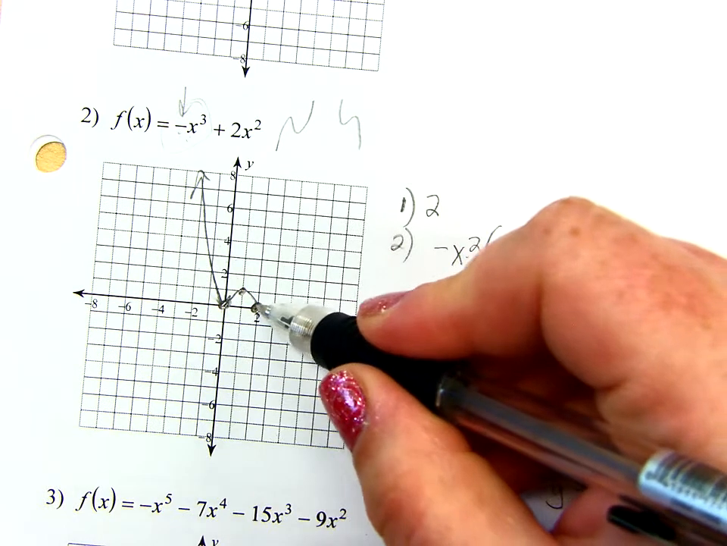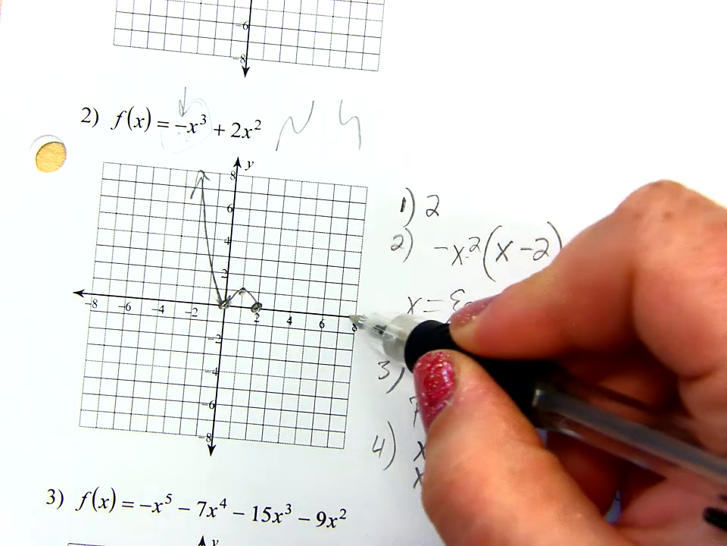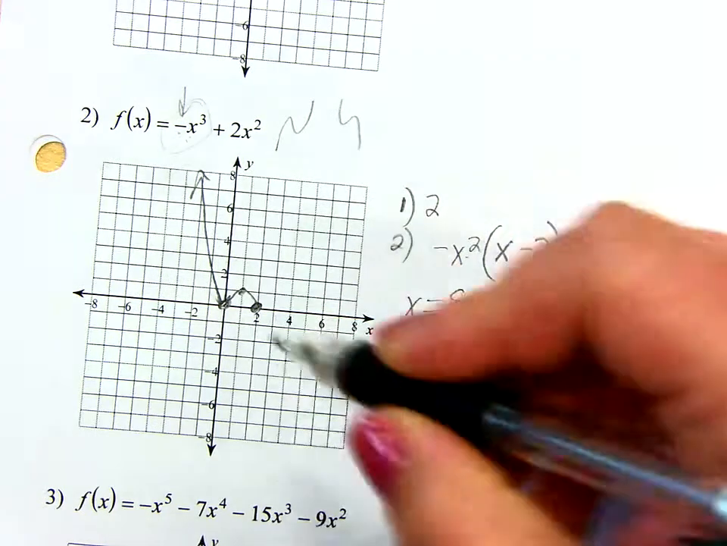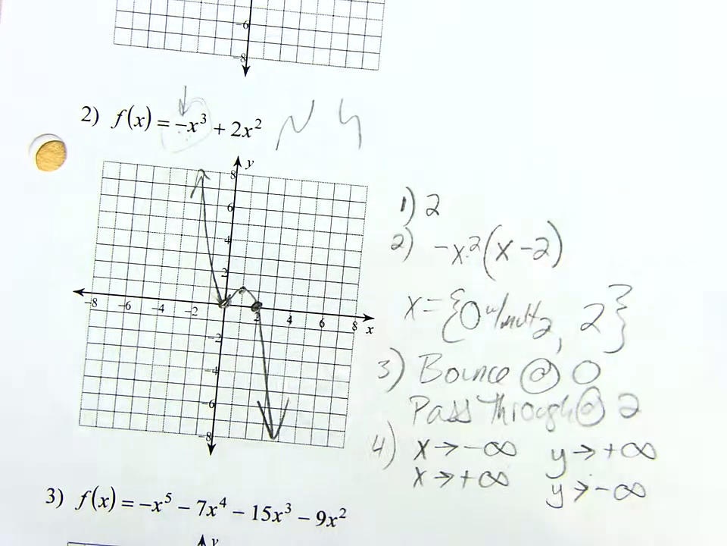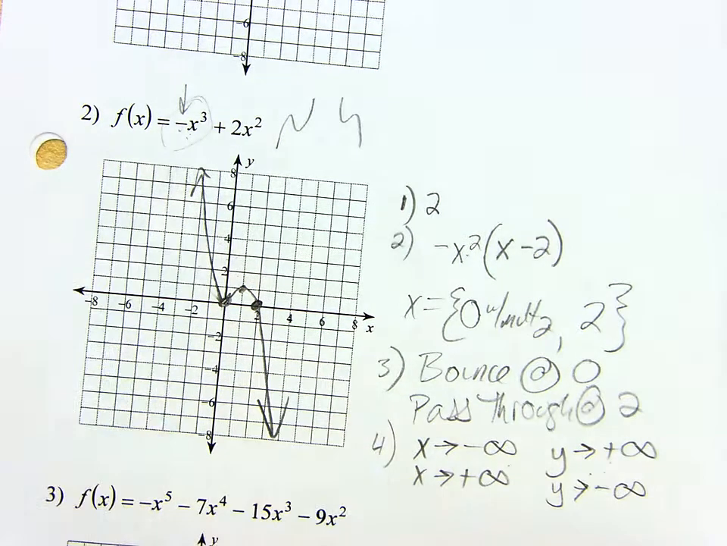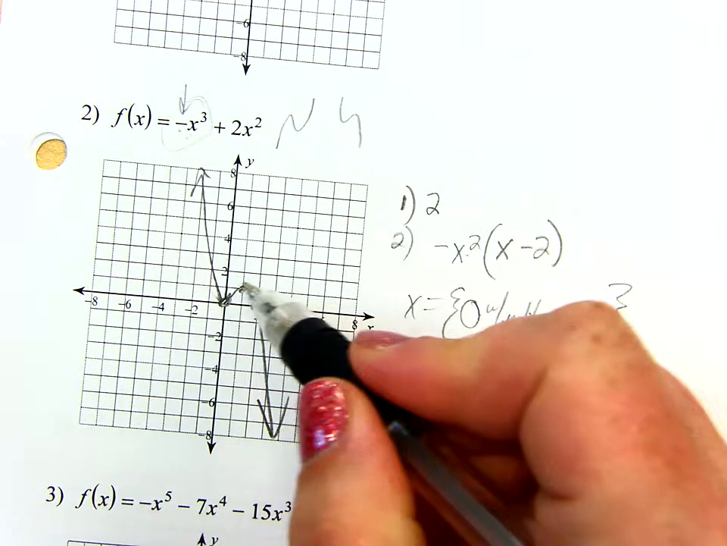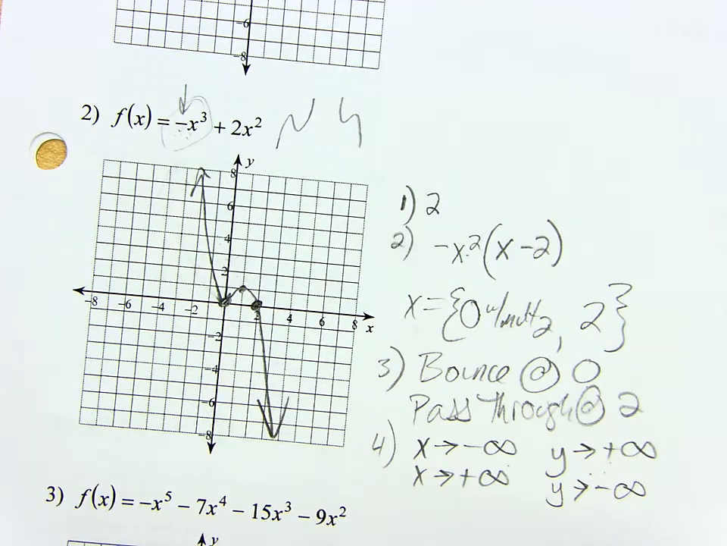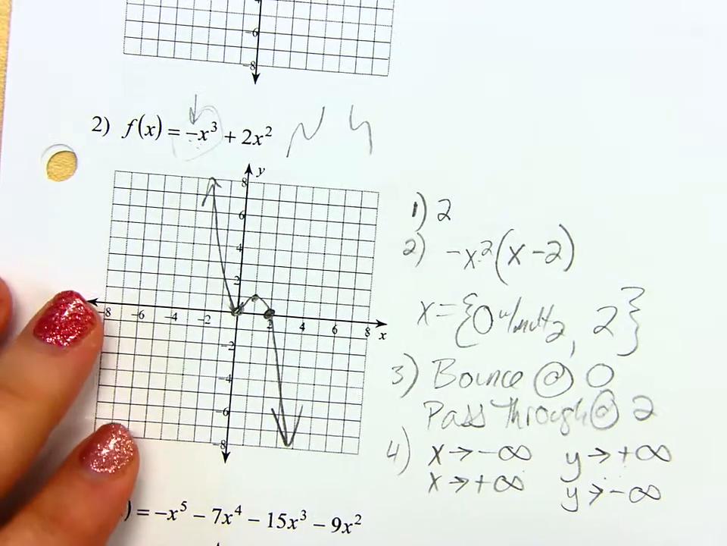Now, at 2, I know it's passing through, and I know I don't have any more zeros, and I know that the right-hand side is just going down to -infinity. So that's pretty much what we're going to do. We're going to start with our zeros and plot them. The end behavior just helps us figure out what's going on at the ends, and then to flesh out the middle, we might have to plug in a couple points and just see what's going on. Does that make sense?